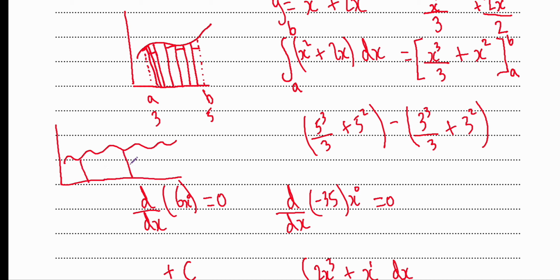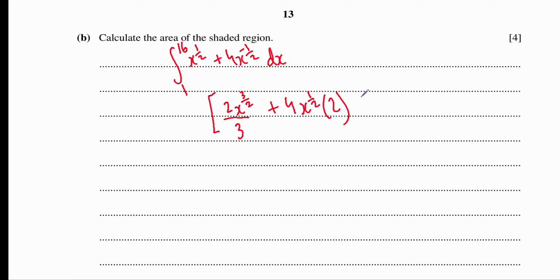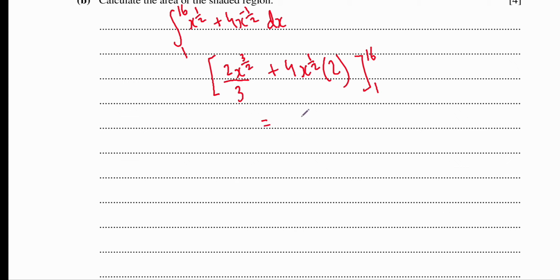So we use the reverse power rule. We have a half, so we add 1 now. So we have x to the power 3 over 2. And we divide by 3 over 2. Well, dividing by a fraction means multiplying by the reciprocal, so that becomes 2 over 3. Plus 4x, and then we add 1 again, so it becomes positive a half. And then dividing by a half is like multiplying by 2, so that's times 2. And then, of course, between 16 and 1. Well, that's pretty simple. Now we have 2x to the power 3 over 2 over 3 plus 8 square root x between 16 and 1.